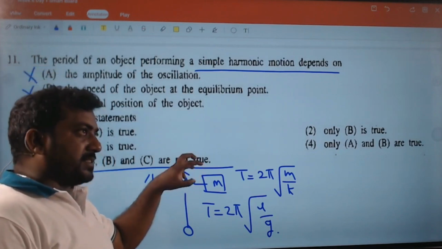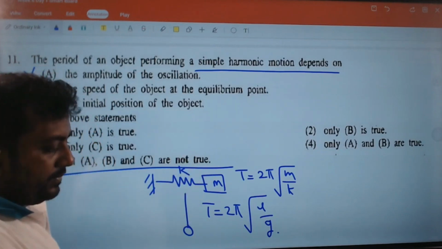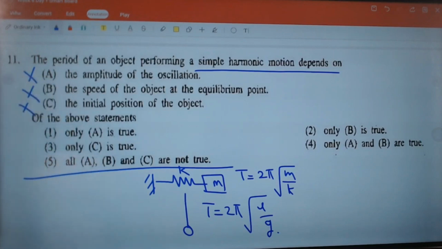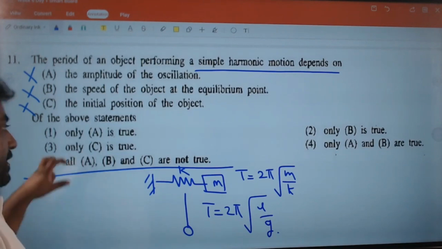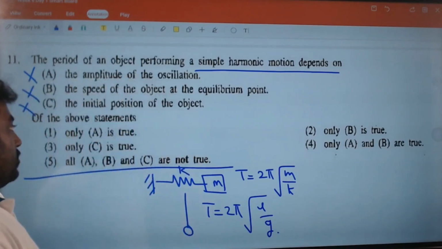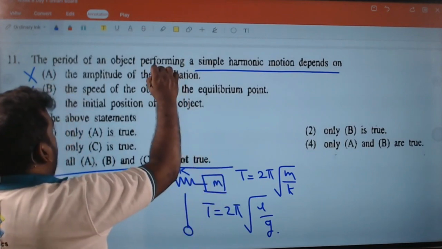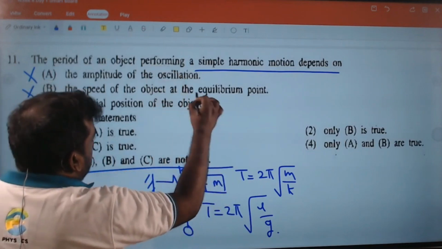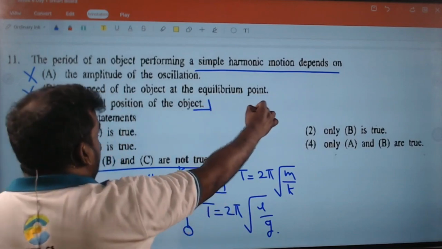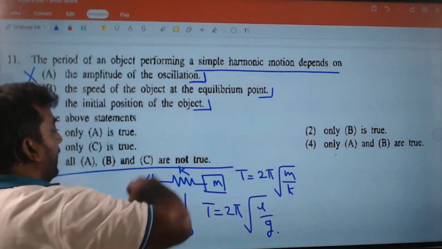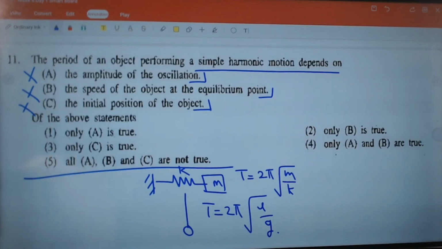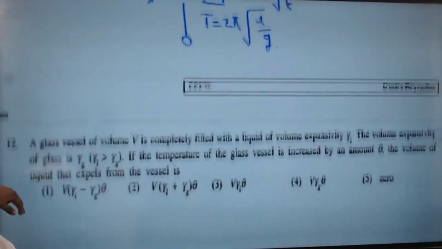If we consider the spring mass system or the simple pendulum, we can easily show that the periodic time doesn't depend on any of the given statements. Okay. Right.